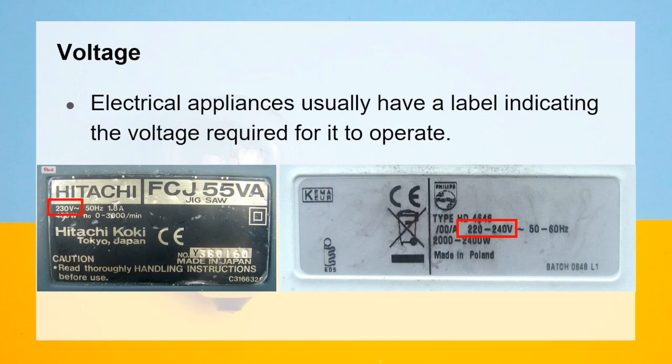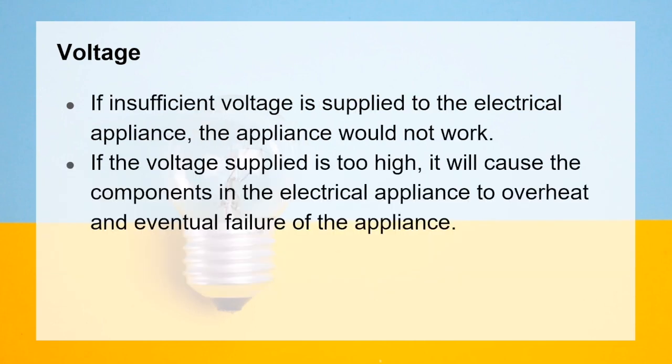To find out the voltage required for an electrical appliance to work, you can look at its label. In the two pictures, the voltage required for the appliance to work is in the red boxes. If insufficient voltage is supplied to the appliance, it would not switch on or may not function well. If too much voltage is supplied, it would cause another problem. The components in the electrical appliance would overheat, and this can lead to the appliance failing in the long run.